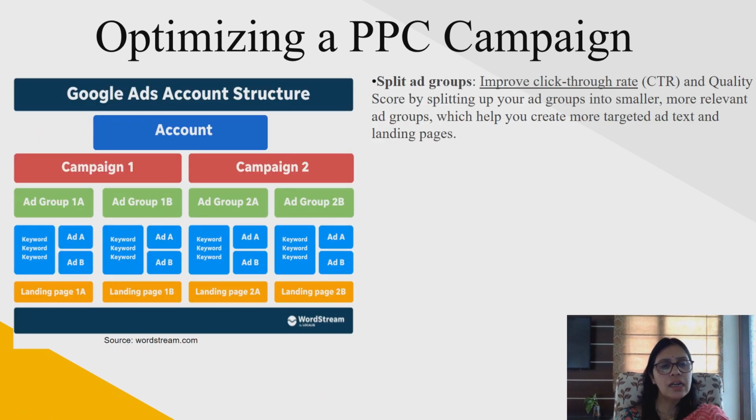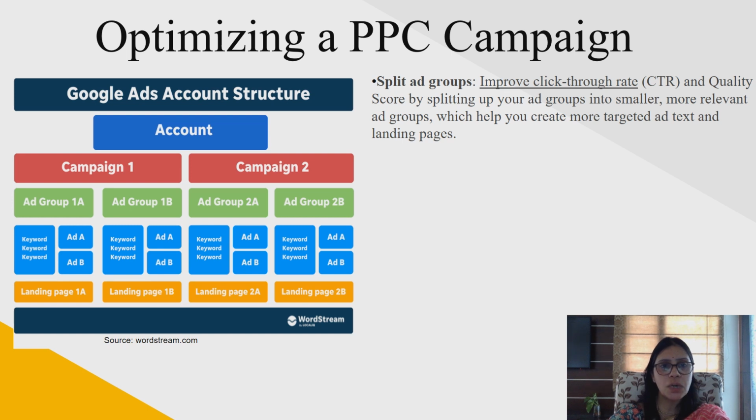Then last but not the least, though a very important point, is that you need to split the ad groups. In order to have an effective PPC campaign, you need to split the ad groups. And how does that happen? That will help in improving your click-through rate and the quality score, because you are splitting up the ad groups into smaller and more relevant ad groups, which will help in creating more targeted ad text and landing pages.